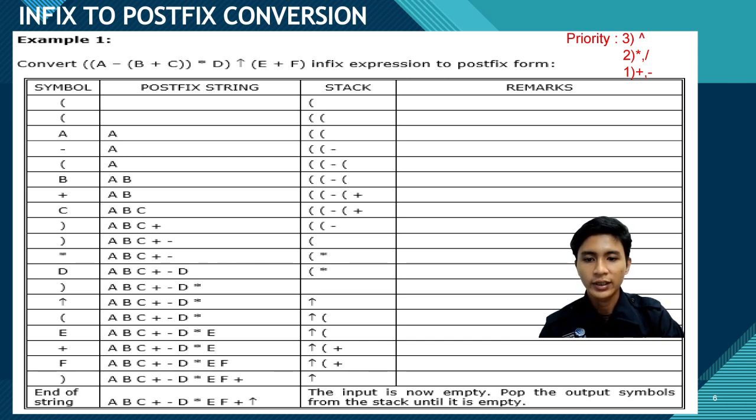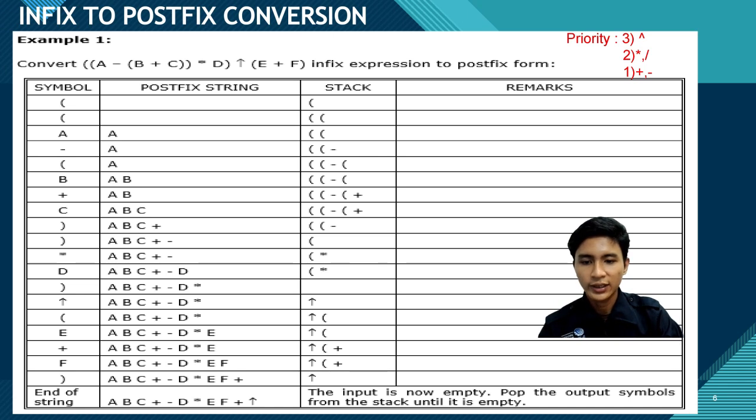For the next, we can see the arrow pointing upward, that is power off. So right now, the status of the postfix string is A, B, C plus subtract D and multiply. And the symbol for the arrow, this is power off, at the state right now. And next is the E. We can put it in the postfix string.